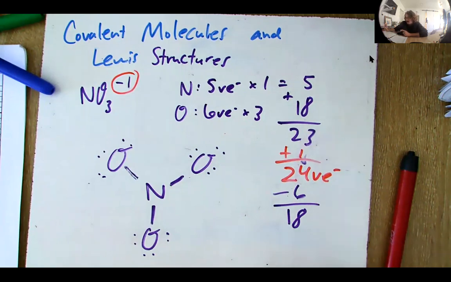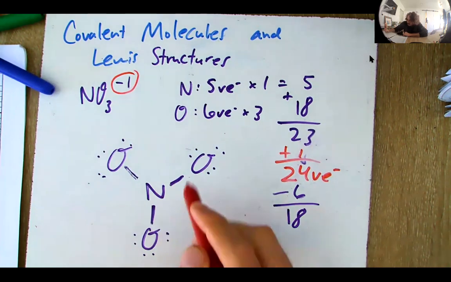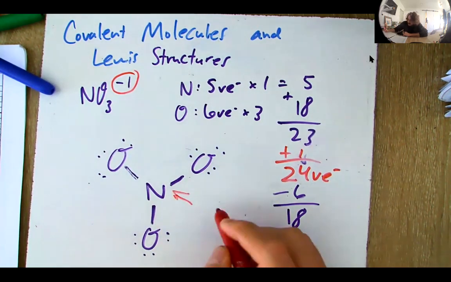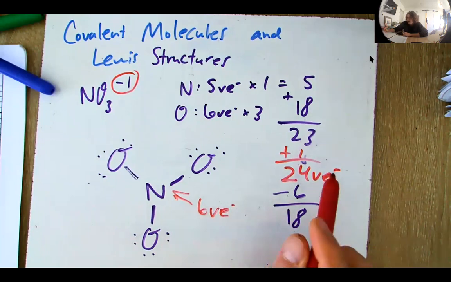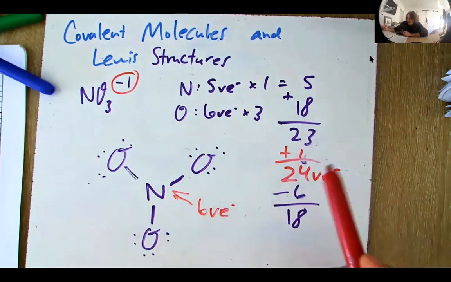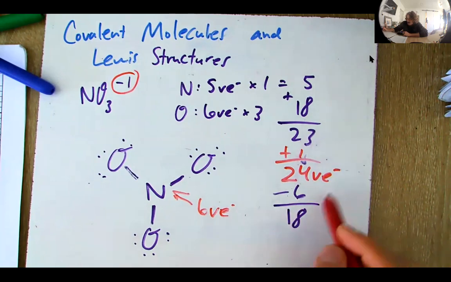Oh, wait. No, this is not the right answer. I apologize. Can you identify the problem? The nitrogen in the middle is not obeying the octet rule. The nitrogen in the middle only has 6 valence electrons. That's a problem. We can't just add other electrons because we already used up all of our electrons.